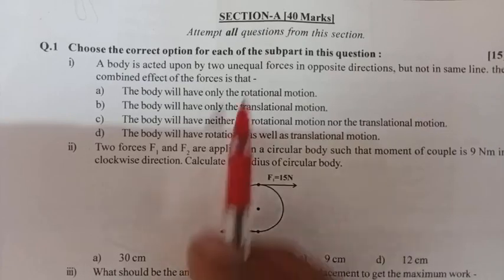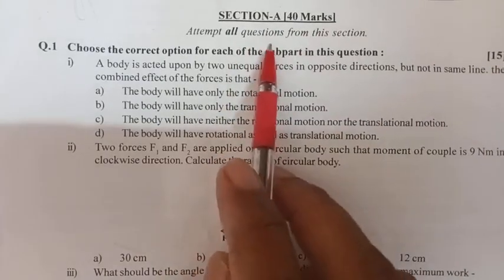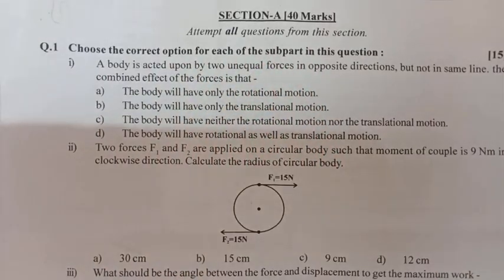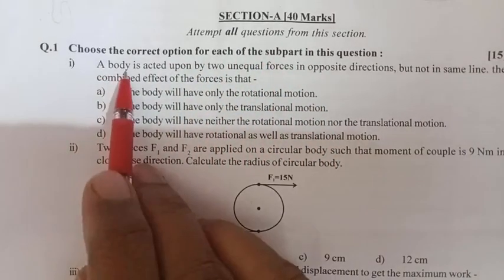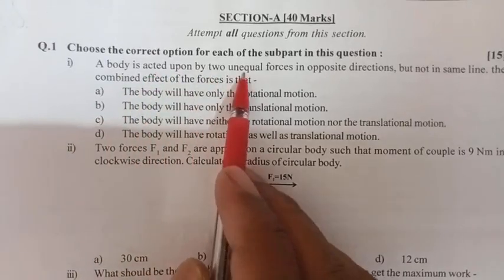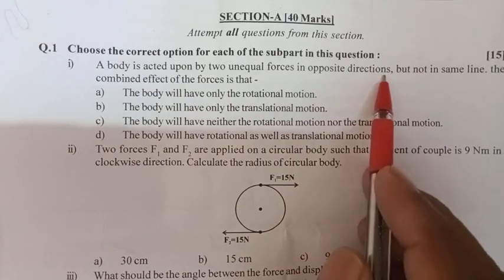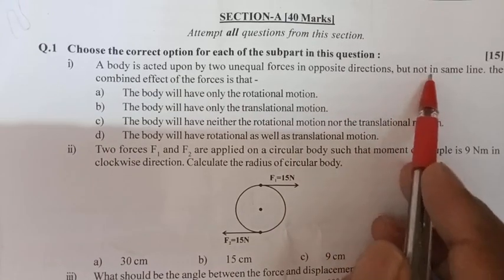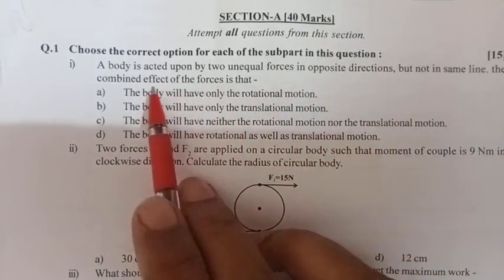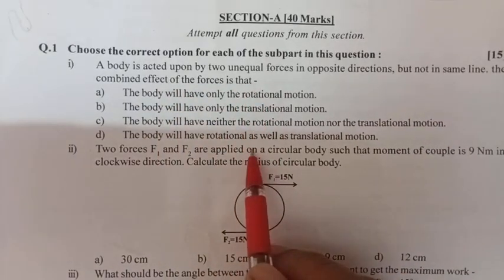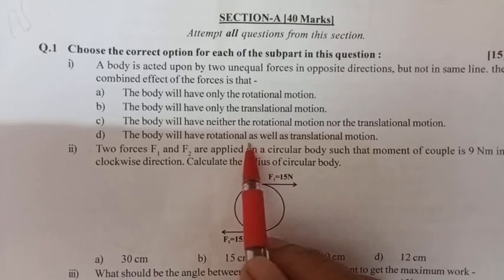Now we are starting with section A. In section A, the first question is based on MCQ. Now, the first part is: a body is acted upon by two unequal forces in opposite directions, but not in the same line. So, the combined effect of the forces. As you can see, they have given us the four options over here.